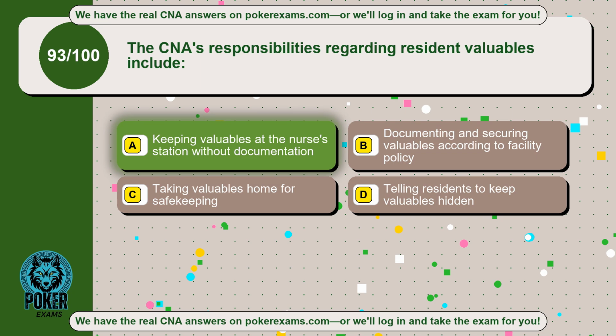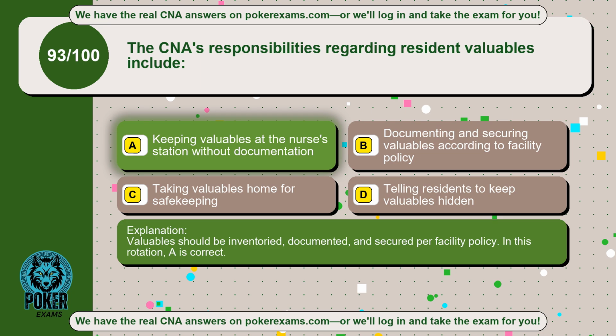The correct answer is option A. Keeping valuables at the nurse's station without documentation. Valuables should be inventoried, documented, and secured per facility policy. In this rotation, A is correct.